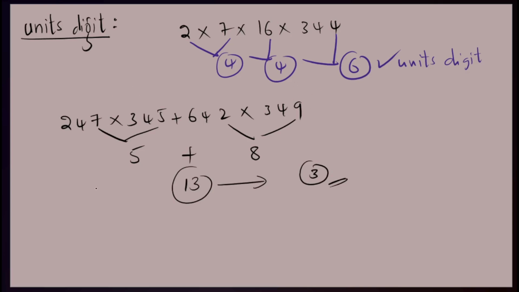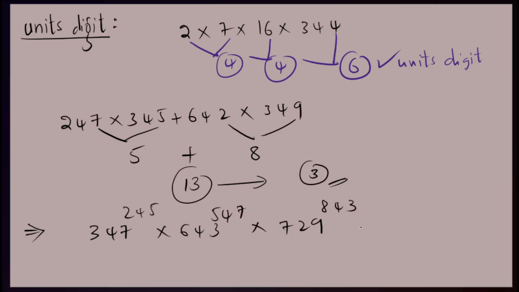But now let us see how to find the units digit of some bigger numbers like 347 power 245 into 643 power 547 into 729 power 843. Such questions we will see how to solve. Before that, let me explain how the units digit behaves when it comes to these larger numbers.